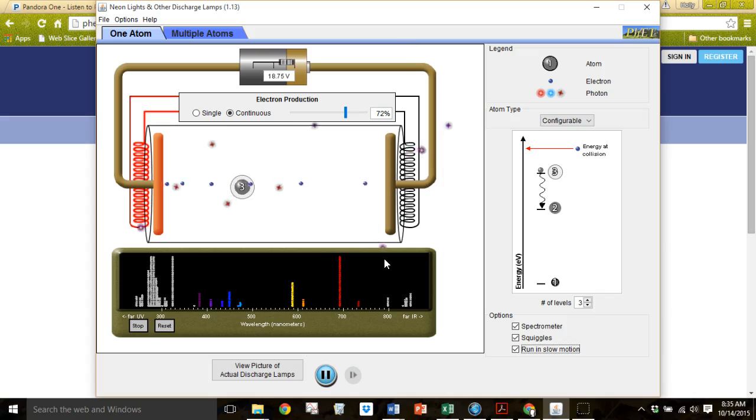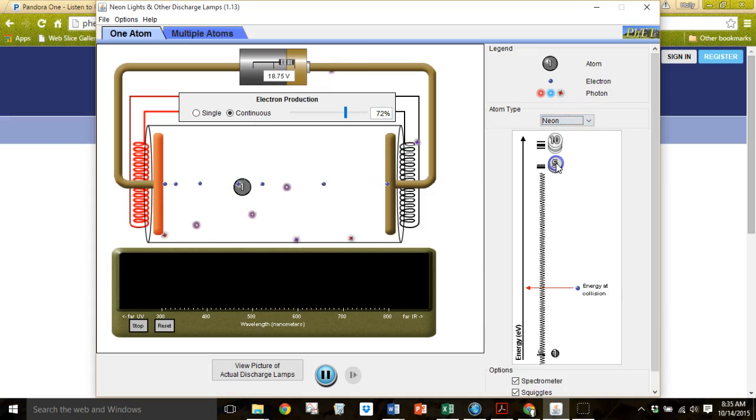All right, the next section has us looking at the emission spectra for single atoms of hydrogen, mercury, or sodium. Actually, we're looking at neon. So a single atom of neon is what we're supposed to be doing here. The last part says to try to manipulate the different variables: voltage, number of electrons produced. Okay, so there's my number of electrons.